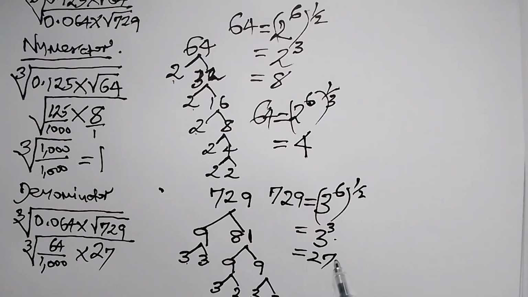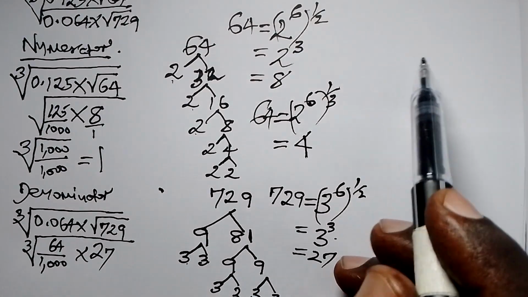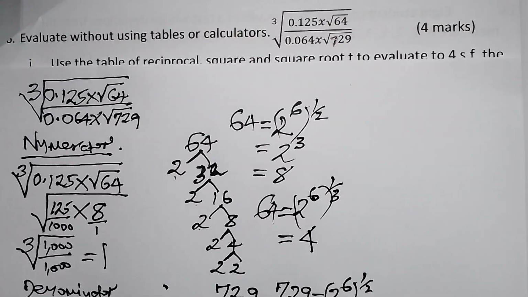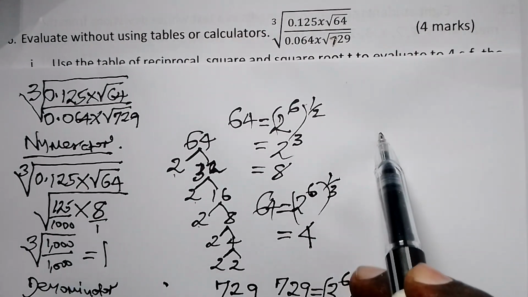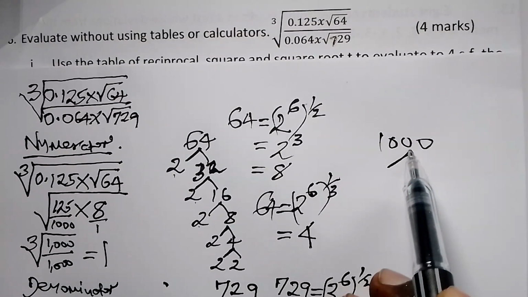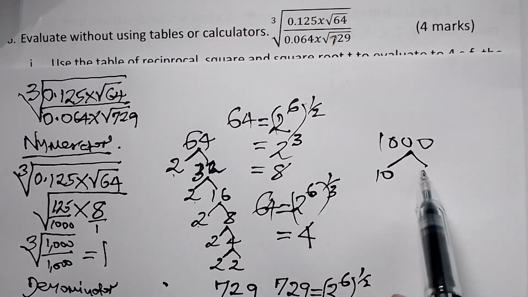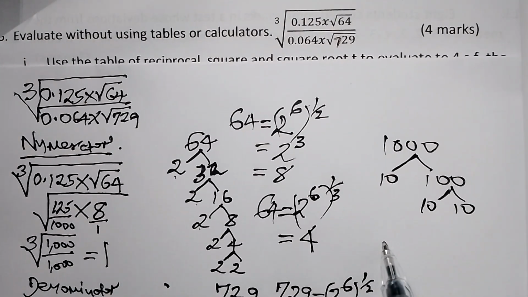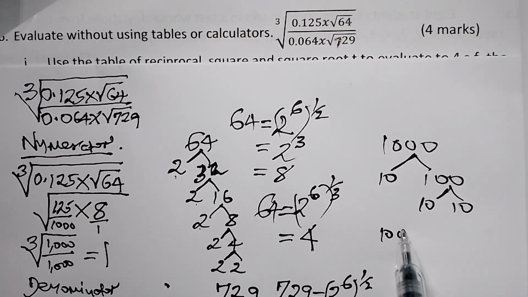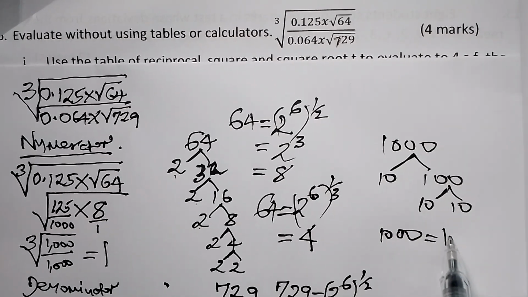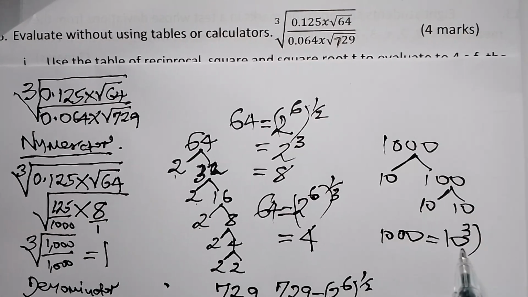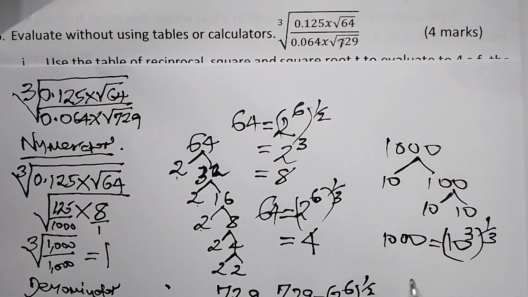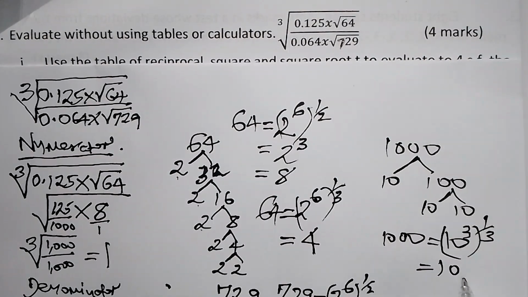That one we've already simplified. What about 1000? We now want to get the cube root of 1000. 1000 in factor form will be written as 10 multiplied by 100, and here 10 multiplied by 10. So 1000 is given by 10 cubed. And when you want to get the cube root, you multiply this by a third. So the cube root of 1,000 will be equal to 10.